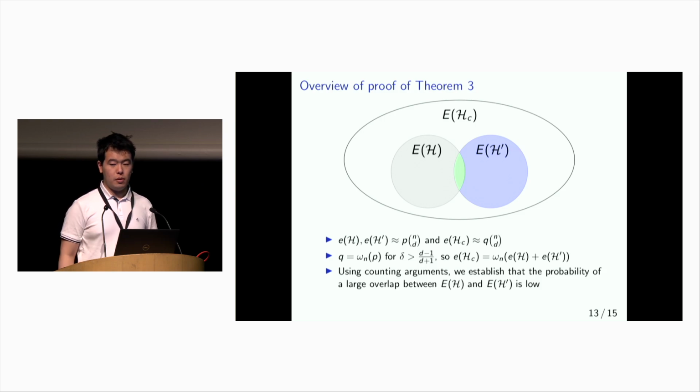For the proof of the result, the main idea is that the edge sets of H and H prime are contained in the edge set of HC. The number of hyperedges in H and H prime is approximately p n choose d, and the number of hyperedges in HC is approximately q n choose d because of the condition on the set Z. And because q is much larger than p in the regime above the threshold, the number of hyperedges in HC is much larger than the number of hyperedges in H and H prime. Afterwards, we can use counting arguments to establish that the probability of a large overlap between the hyperedge sets is low.